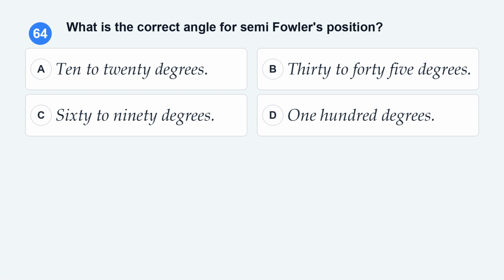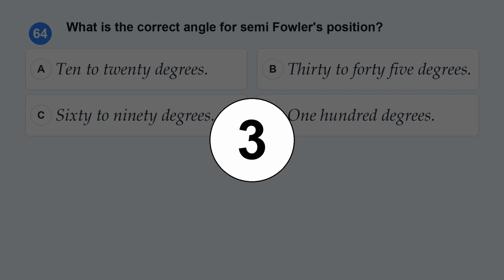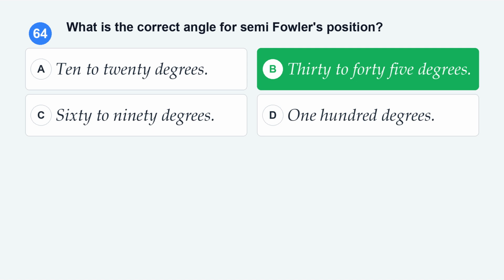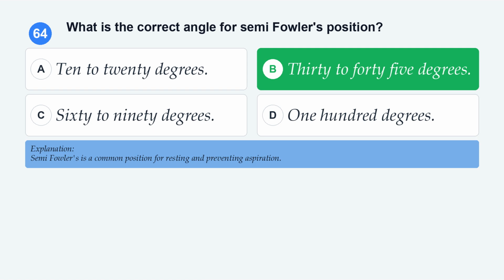Option A, 10 to 20 degrees. Option B, 30 to 45 degrees. Option C, 60 to 90 degrees. Option D, 100 degrees. The correct answer is option B, 30 to 45 degrees. Explanation. Semi-Fowler's is a common position for resting and preventing aspiration.